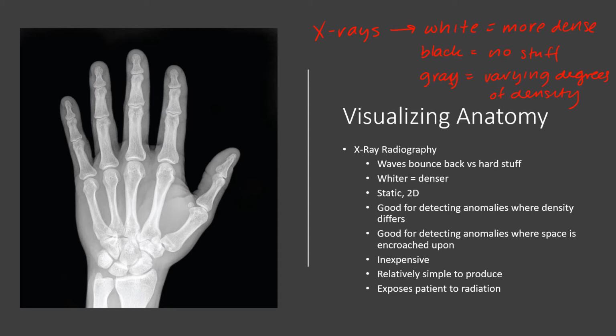This is a really good approach for a lot of reasons. It's good for detecting anomalies where density differs. If you have a tumor in your lung, the tumor is denser than the lung tissue. Lung tissue is practically nothing but air. That looks like just black for the most part, or very, very light gray. If you have anything at all going on in the lung, a big blood clot, a tumor, something like that, it's going to show up a lot whiter. This can show that very clearly.